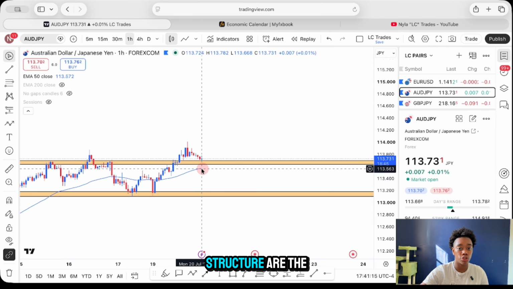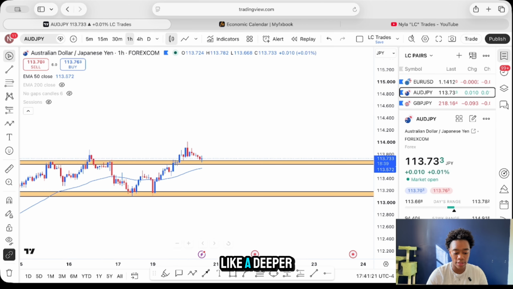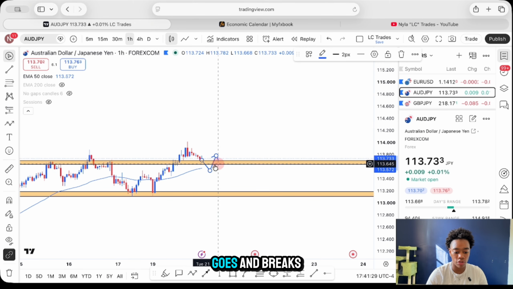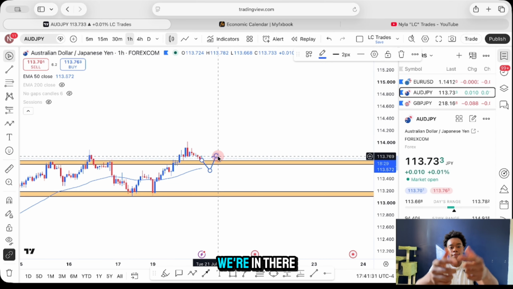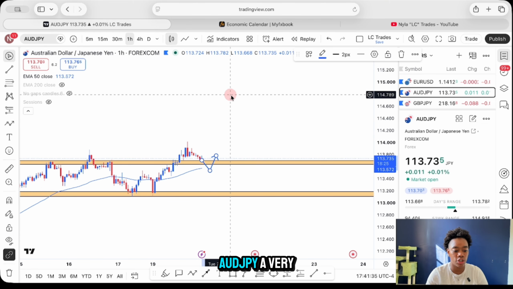Remember, shifts of structure are the most important. Once the 1 hour shifts bullish, for the most part, we're going to hop in. But I would like a deeper retracement into here, at least like right here, a little bit in this area. And then the next candlestick that goes and breaks above this box, we're in there. That's it. So yes, that's AUDJPY.